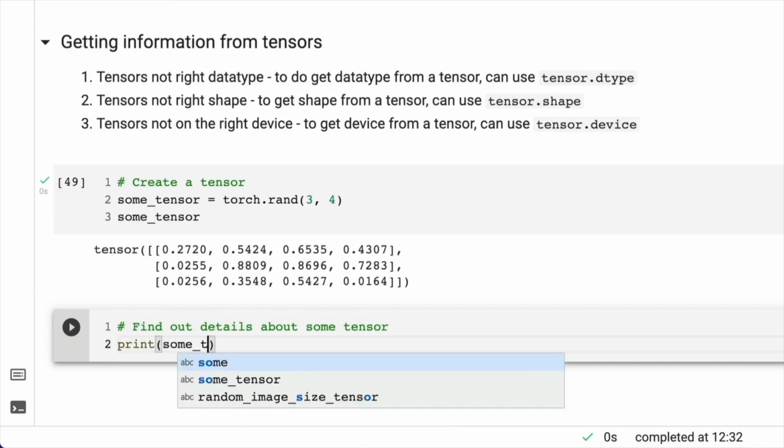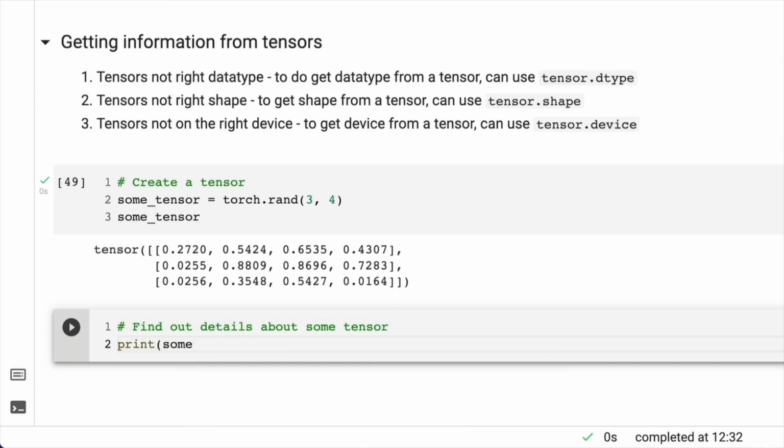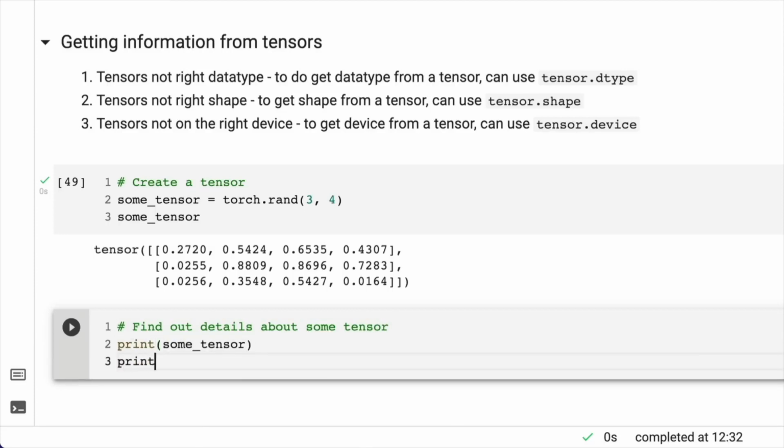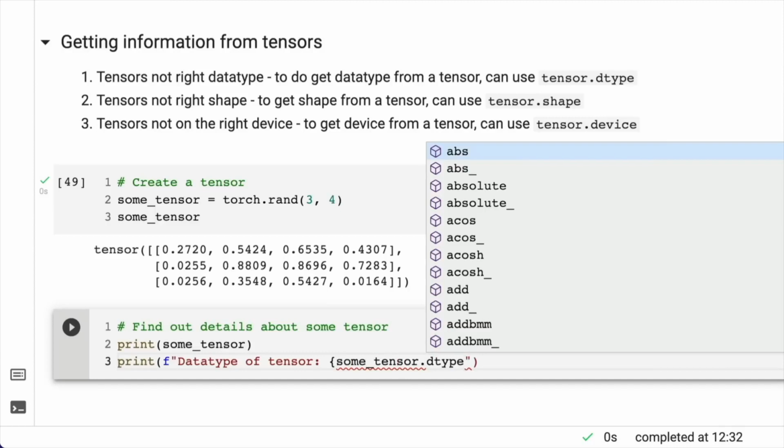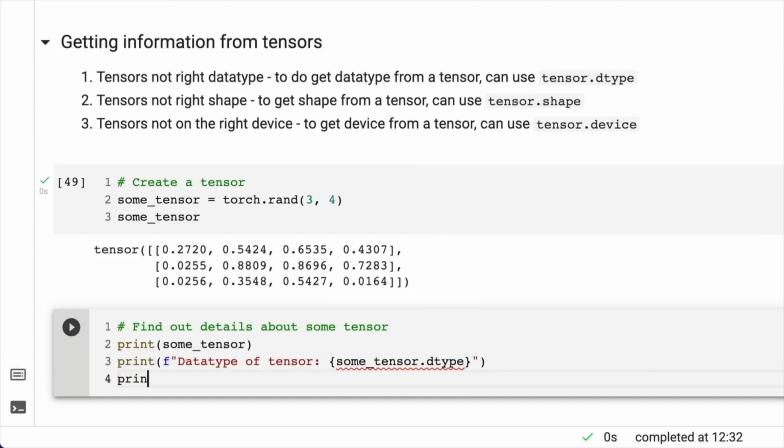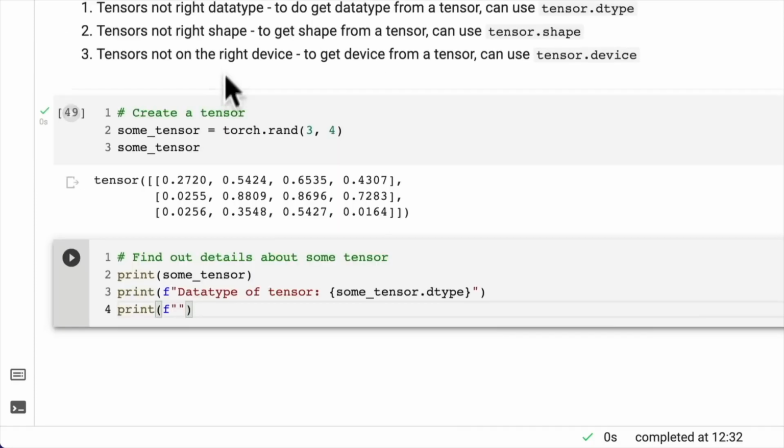Find out details about some tensor. So print, we'll print some tensor, and oops, didn't want that. Print, and let's format it or make an f-string of data type of tensor. We'll follow that order. Data type of tensor, and how do we do this? Some tensor dot what? Dot dtype. Beautiful. And then we're going to print shape of tensor equals some tensor dot shape.